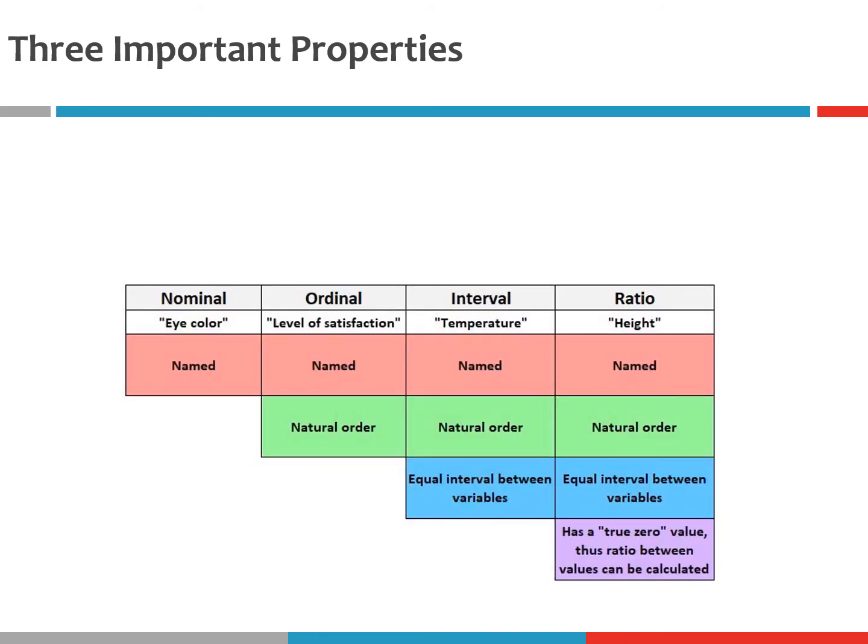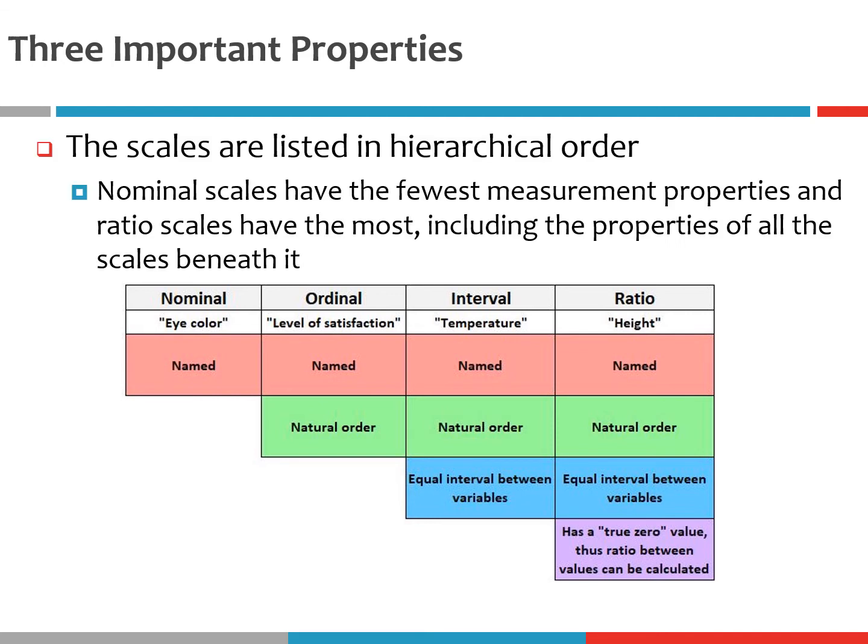Okay, so one other important thing to note about these three properties of measurement scales is that they're basically arranged in a hierarchy, as you can see from this table here, right? So nominal scales have the fewest measurement properties and ratio scales have the most, including all of the properties of the scales beneath it, right? So again, we have nominal, ordinal, and interval and ratio scales, and they go in ascending order, right?